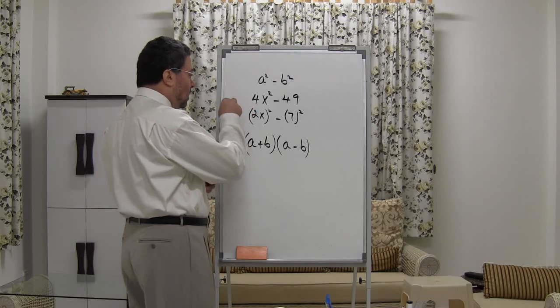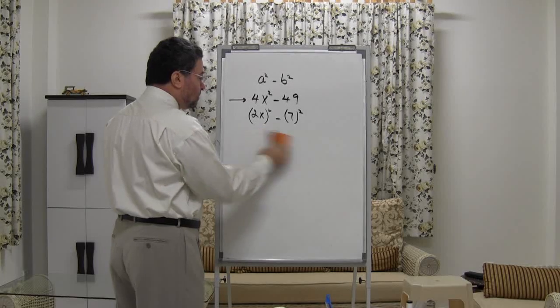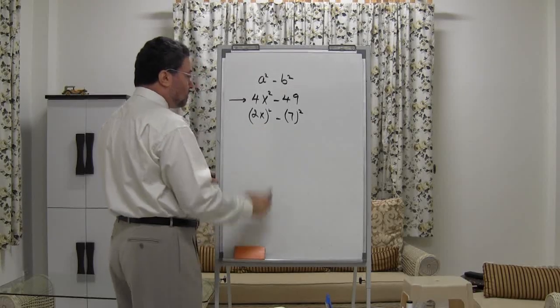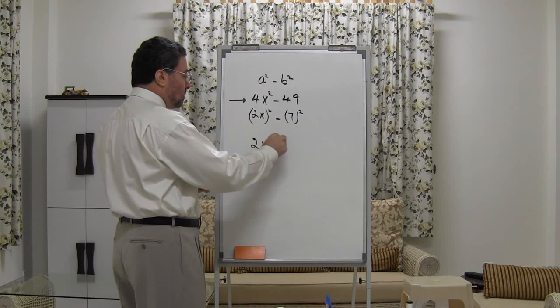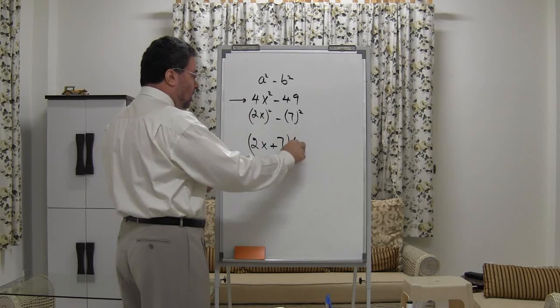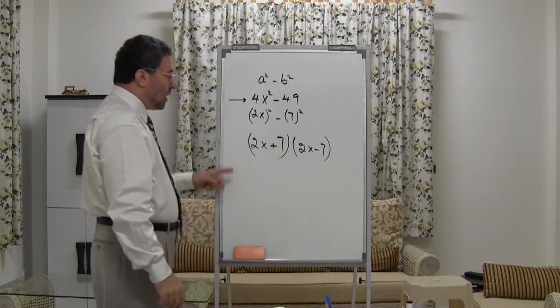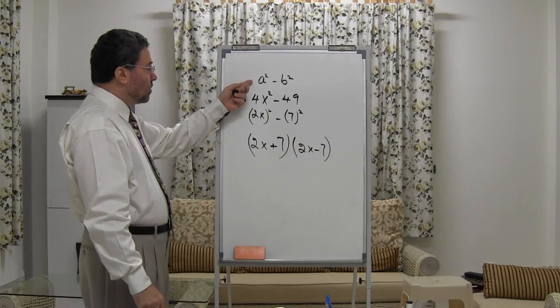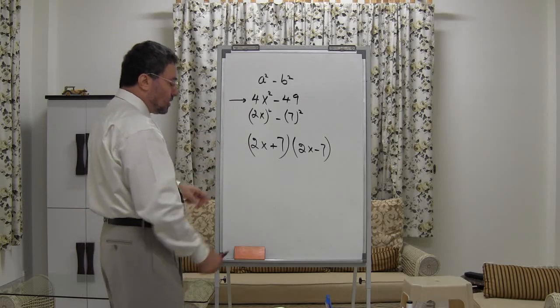Applying this to this polynomial, we are going to get the sum of these two numbers multiplied by their difference. And we should be able to recognize this format and be able to factor it.